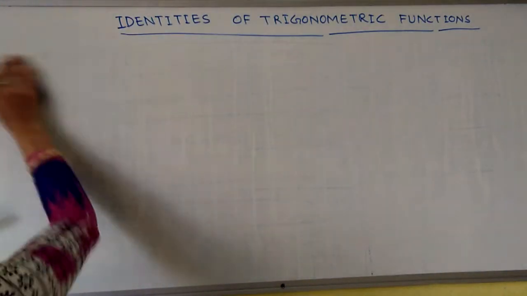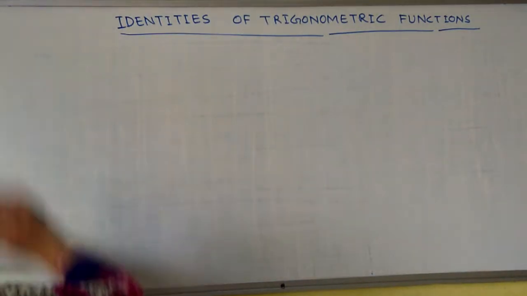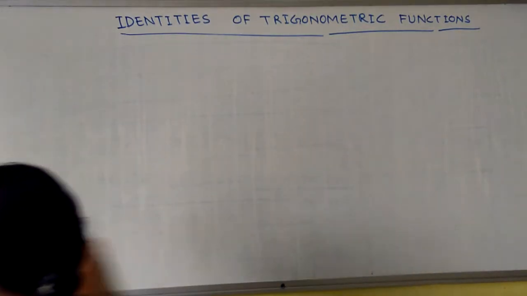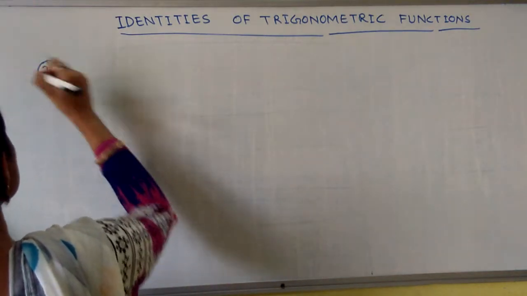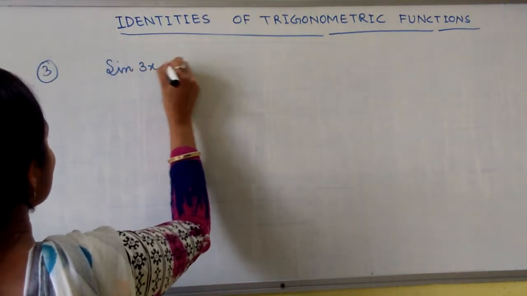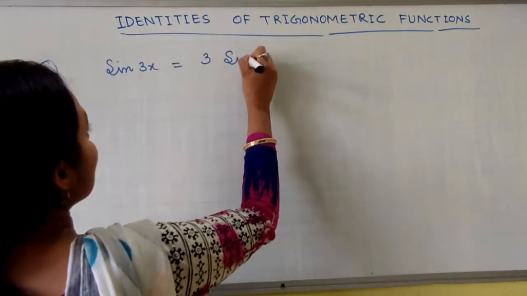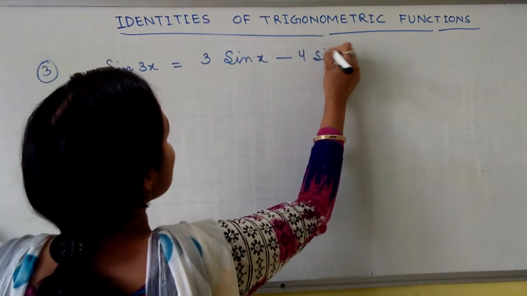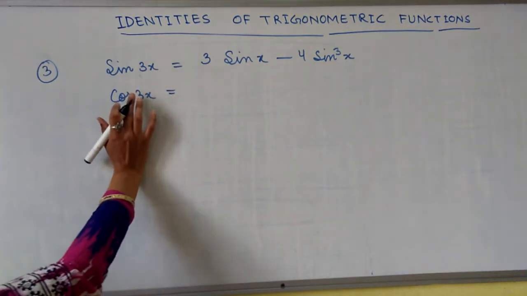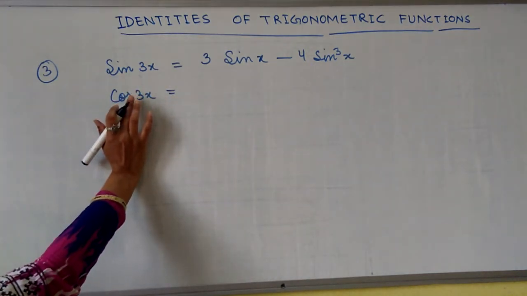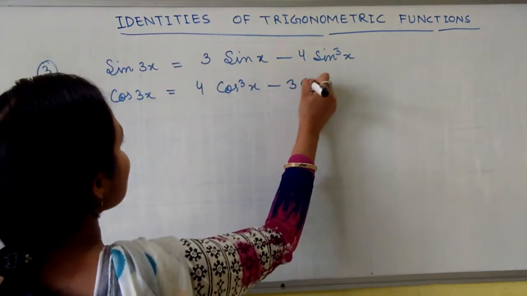Next type is sin 3x, cos 3x and tan 3x. Very easy formulas are there. First of all, sin 3x equals 3 sin x minus 4 sin cube x. And if there is a formula of sin 3x, definitely there is a formula of cos 3x. That is 4 cos cube x minus 3 cos x.